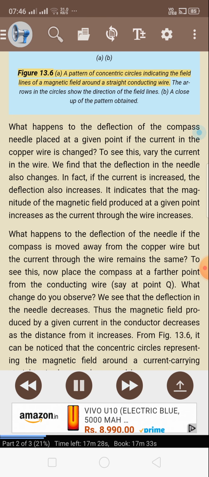Figure 13.6a: a pattern of concentric circles indicating the field lines of a magnetic field around a straight conducting wire. The arrows in the circles show the direction of the field lines. B: a close-up of the pattern obtained. What happens to the deflection of the compass needle placed at a given point if the current in the copper wire is changed?